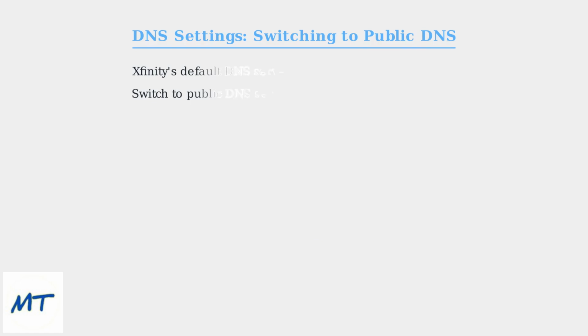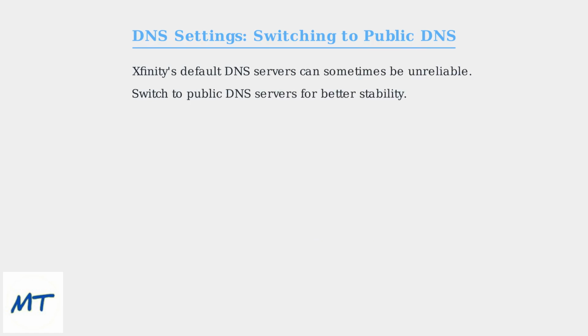Xfinity's default DNS servers can sometimes be unreliable. Change your device's DNS settings to use public DNS servers like Google's 8.8.8.8 and 8.8.4.4 or Cloudflare's 1.1.1.1 and 1.0.0.1. This bypasses Xfinity's DNS and can improve connection stability.